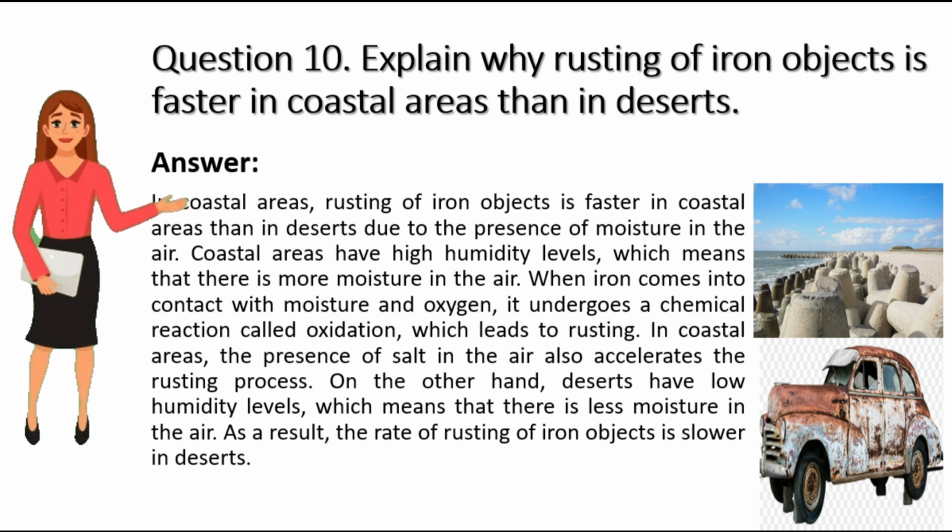Coastal areas have high humidity levels, which means that there is more moisture in the air. When iron comes into contact with moisture and oxygen, it undergoes a chemical reaction called oxidation, which leads to rusting. In coastal areas, the presence of salt in the air also accelerates the rusting process. On the other hand, deserts have low humidity levels, which means that there is less moisture in the air. As a result, the rate of rusting of iron objects is slower in deserts.